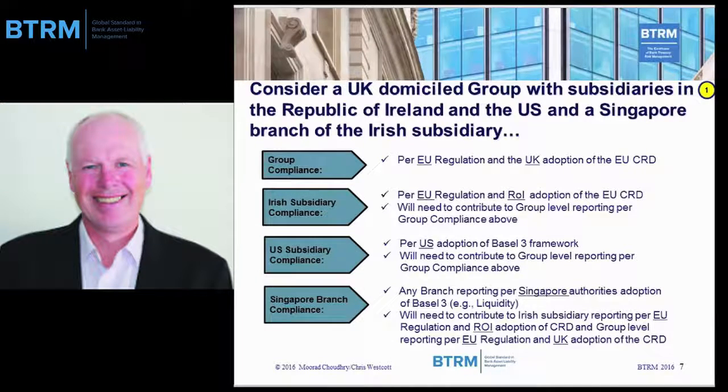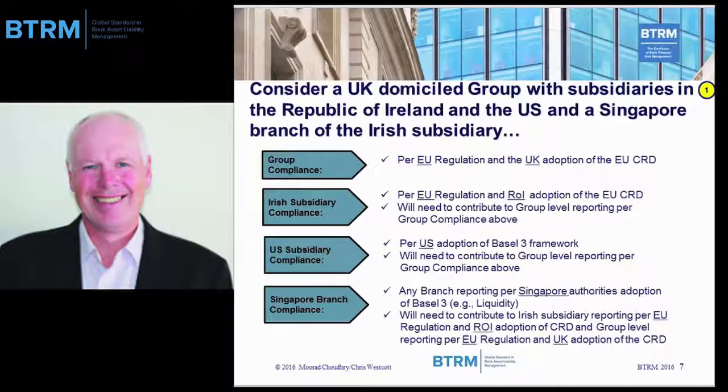So in this case, we've got a UK group with subsidiaries in the Republic of Ireland and the USA, and a Singapore branch of the Irish subsidiary. This is not really copying any institution I'm aware of, it's just purely as an example. So if we look at the group first of all, where I've said that this is for compliance, this could be for reporting and compliance purposes. So the group would need to comply and report based on the EU regulation per the previous slide and the UK's adoption of the Capital Requirements Directive. So that's what's happening at the group level.